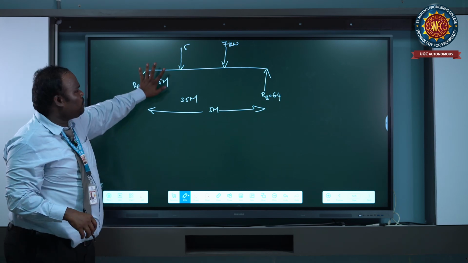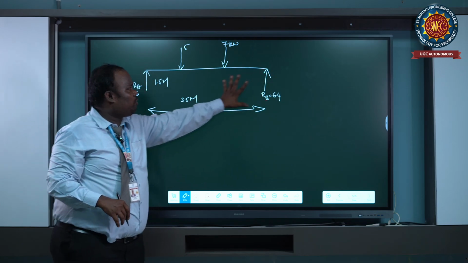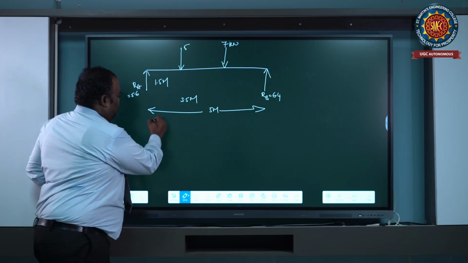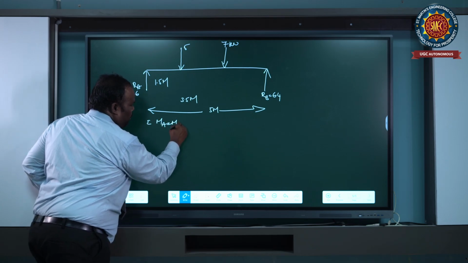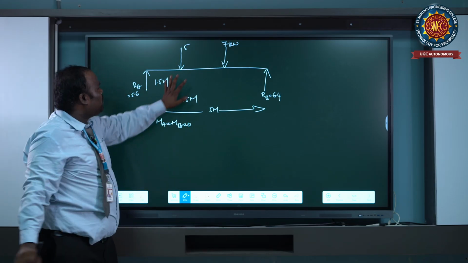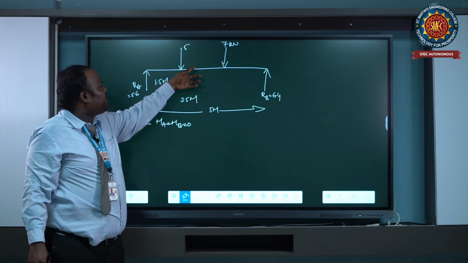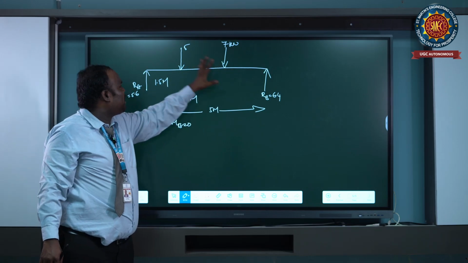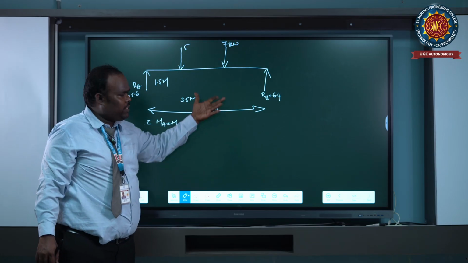We know the simply supported beam at points A and B is a hinged support, so the bending moment at point A and B is 0. Then MA equals MB equals 0. Now the moment is under the point loads. The point loads of 5 kilonewton and 7 kilonewton are at 1.5 meter from A and 3.5 meter from A.